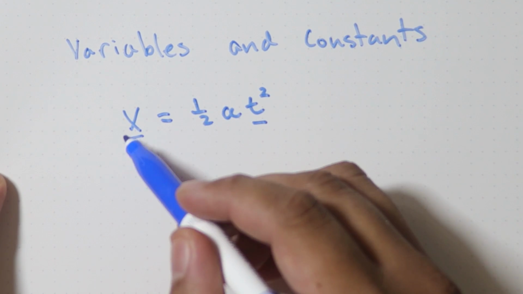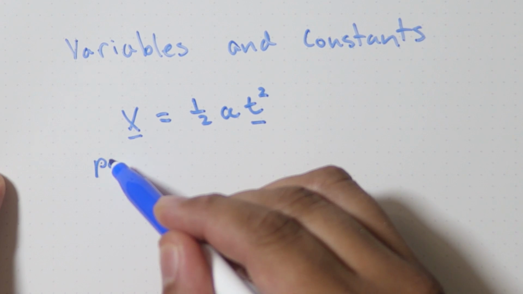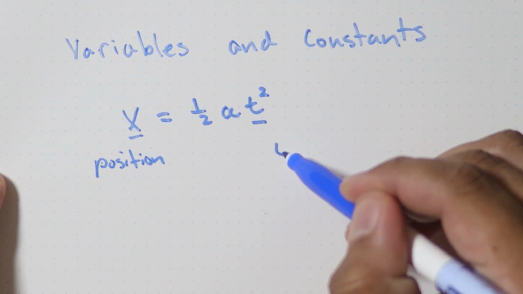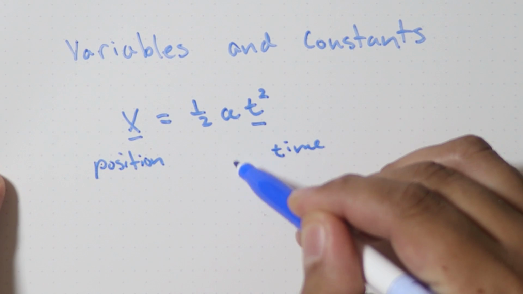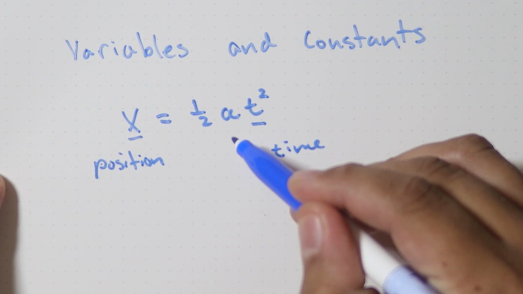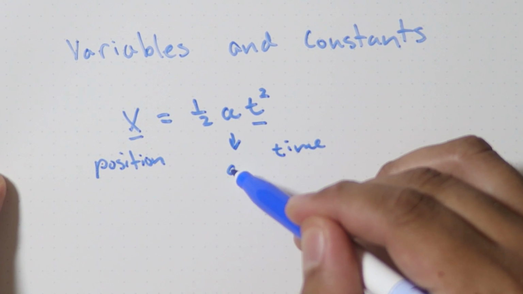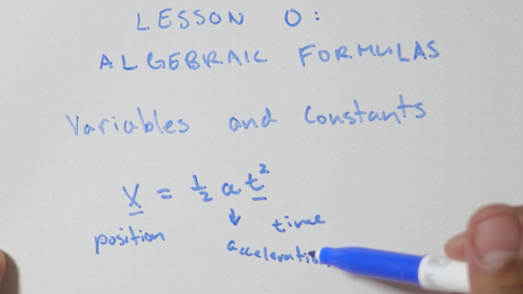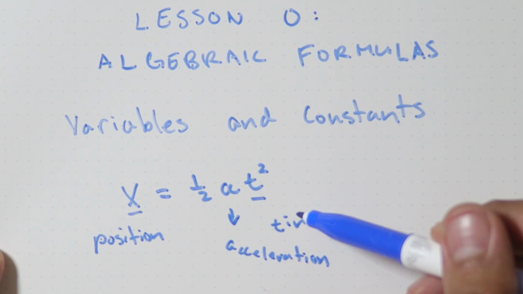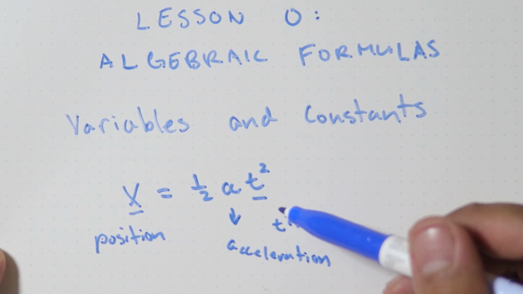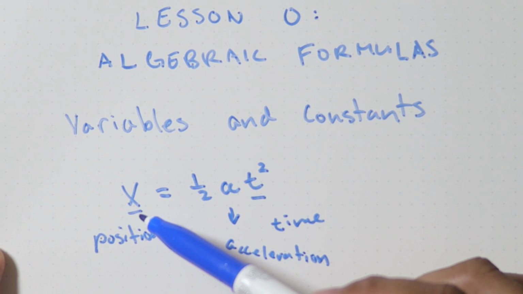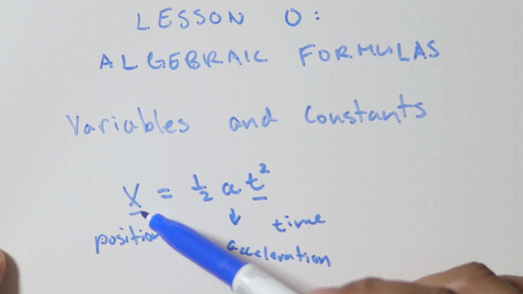Now, x here represents position, t represents time, and a represents acceleration.